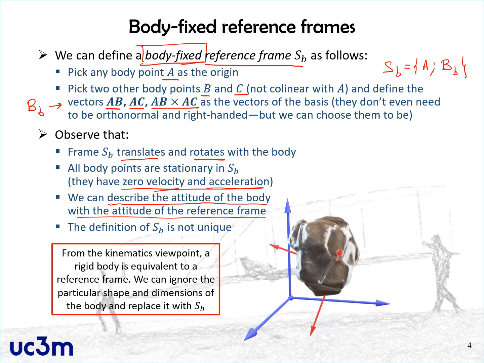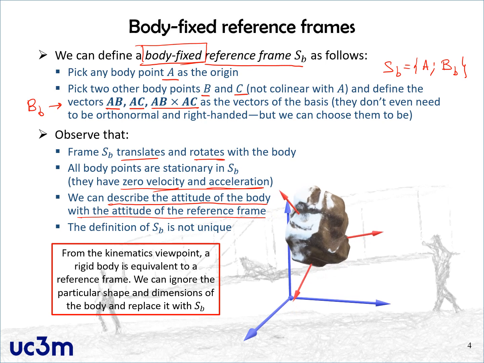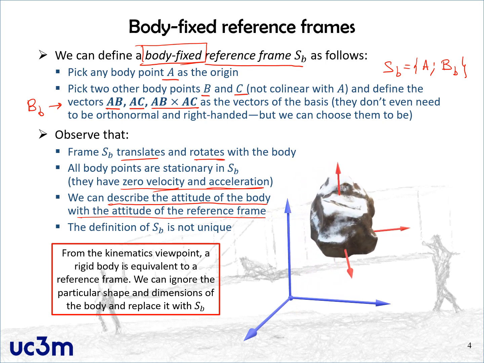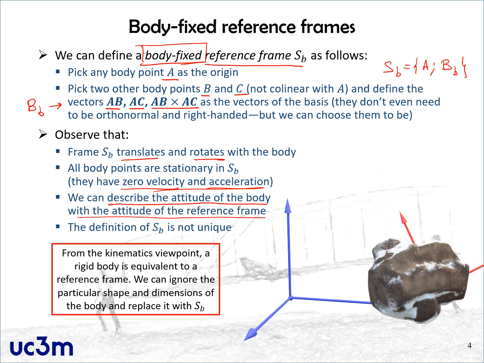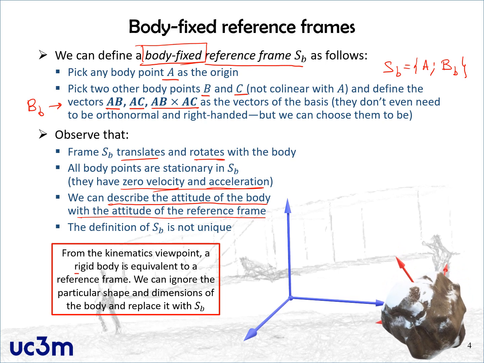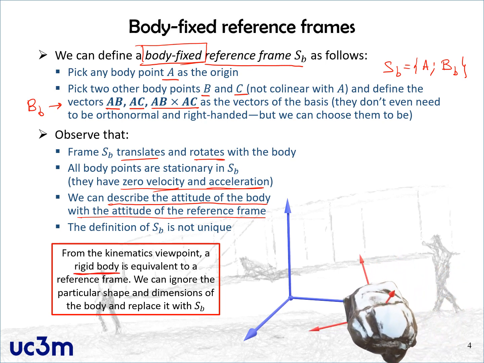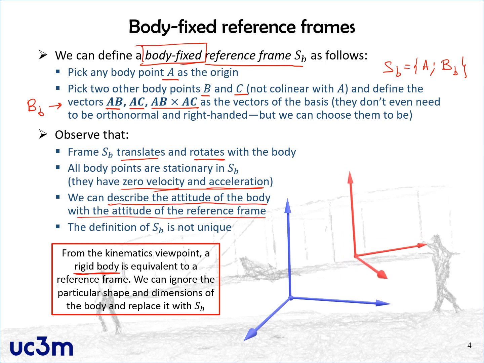Perhaps the most important aspect of all this is that from the kinematics viewpoint, the motion of the rigid body is completely equivalent to the motion of the reference frame. So we can replace the rigid body with the reference frame, and we just study the motion of that reference frame. This is an important simplification of the problem because regardless of the geometrical complexity of the rigid body, we are always going to replace it by a reference frame.